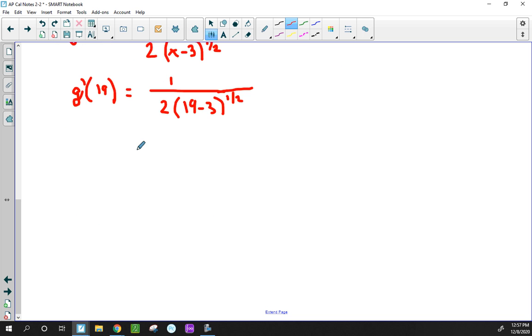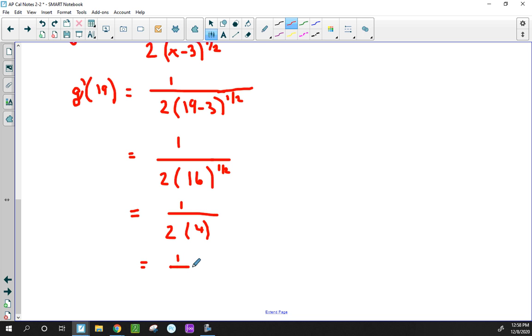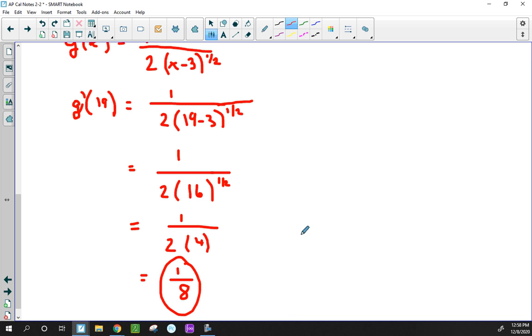See what happens here. 19 minus 3 is 16. And then think of this in terms of a square root, okay? So drop your 2 down and think of it in terms of the square root of 16. We're doing the principal square root, so it's going to be 4. And then that's just going to be 1 over 8. And so there's my specific slope that I need to use.